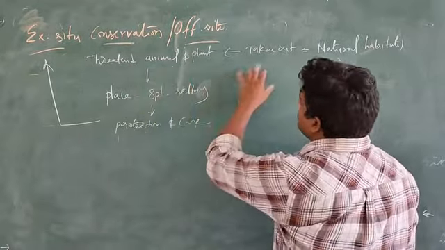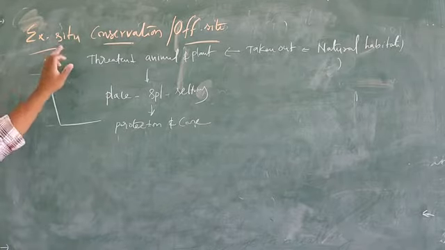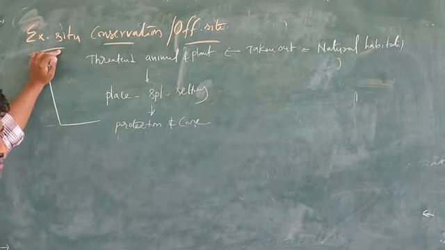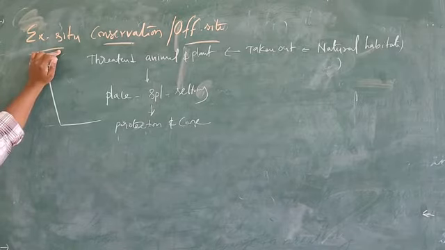That means here, in an artificial condition, they are protected. So ex situ conservation means the threatened or endangered faunal and floral species are taken from their natural habitat, provided a place and a special setting, and given protection and care. We call it ex situ conservation.